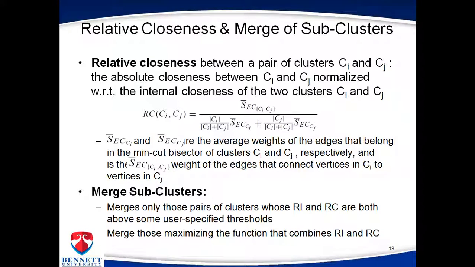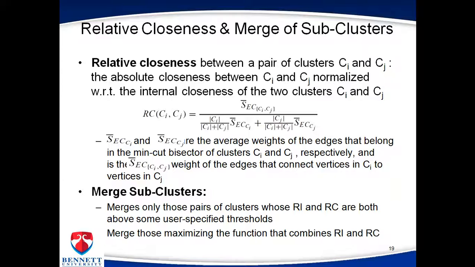So that is the RI, and then the relative closeness, RC. The RC is the same in form: S-bar EC(Ci,Cj) divided by the size of Ci over Ci plus Cj times S-bar EC(Ci), plus the size of Cj over Ci plus Cj times S-bar EC(Cj). So that is the formula of relative closeness.